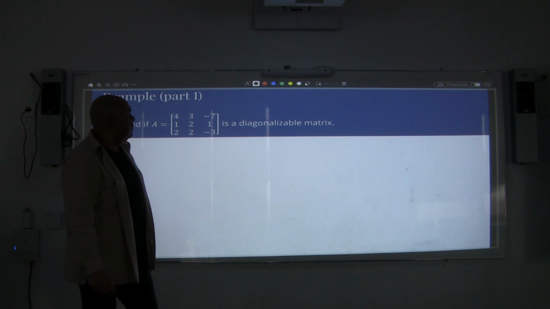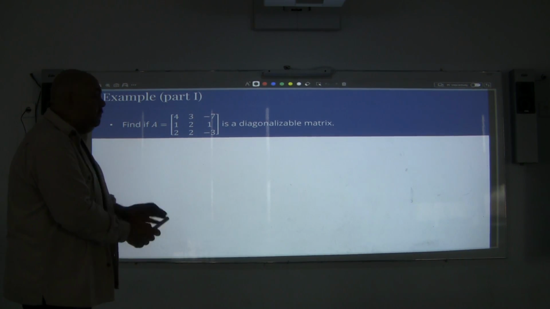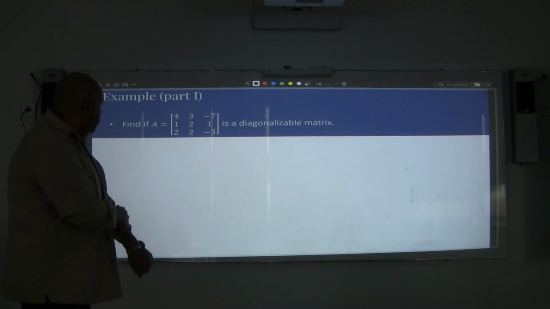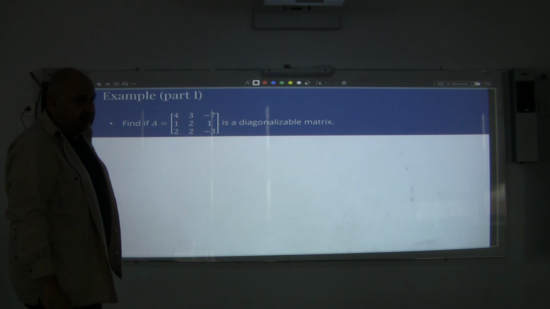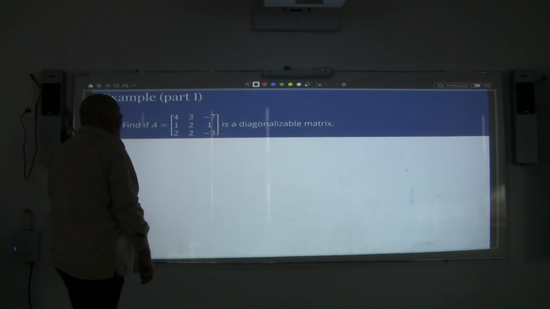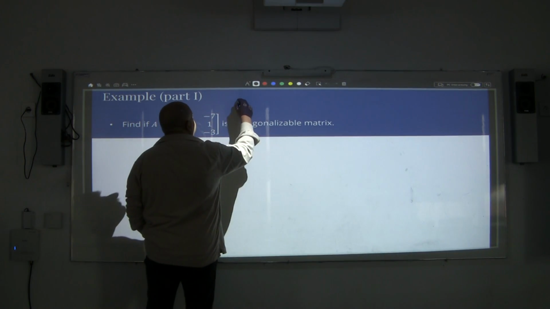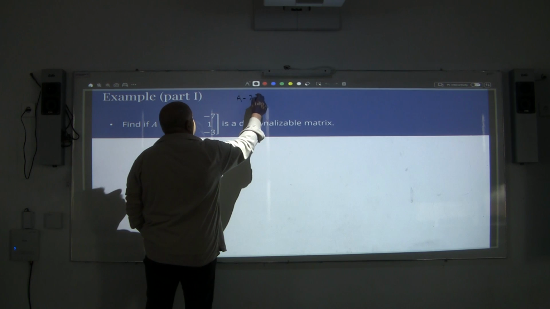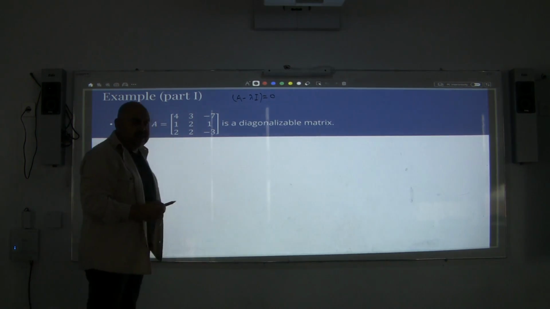Let's see this example. I want to go with you step by step, how to solve in order to get the eigenvalues and get the eigenvectors. It's really very simple. If I want to get the eigenvalues, all I have to do is to start with the determinant of A minus lambda I, which equals 0. That's the characteristic equation.